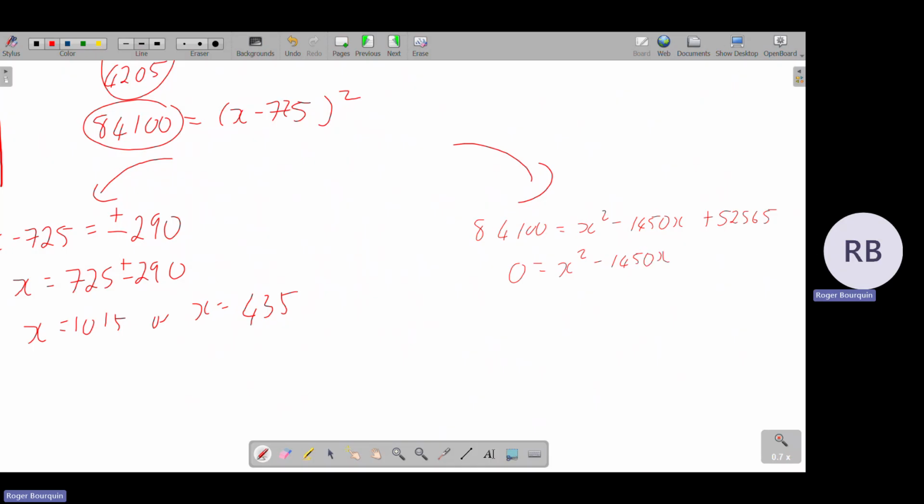What's that? 525,625 minus what is? Oh wait, I did it. Oh yes, it's 441,525. And then you just shove it into equation mode and you calculate to get the same answers. So you get therefore x is 1015 or x is 435.